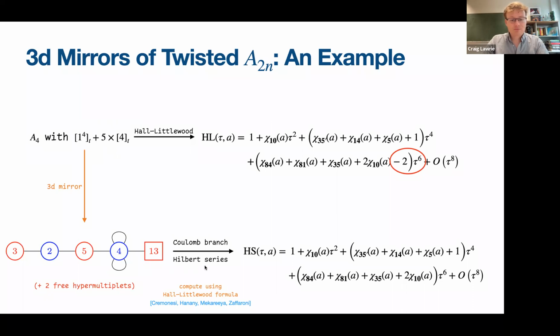Okay, and I can use the Hall-Littlewood formula of these authors here to compute the Coulomb branch Hilbert series of this thing. And what you find is that it's equal to this guy here. And if you're fast at reading, you can see that these two things are the same, except for this -2 tau to the 6th term. So these things agree at the contributions of the B-type multiplets.